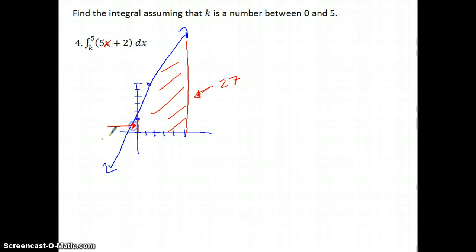This base, I'm not really sure what it's going to be because k is a variable between 0 and 5. But I do know that I'll find this base by plugging in that k value, whatever k is. So that's 5k plus 2. This right here, which is the height, is some distance less than 5. In fact, we take k away from 5 to determine that distance. So we'll call this one b1, this one b2, and this one the h value.